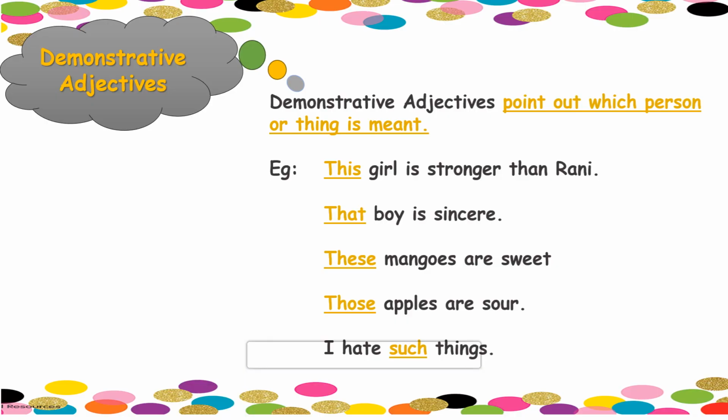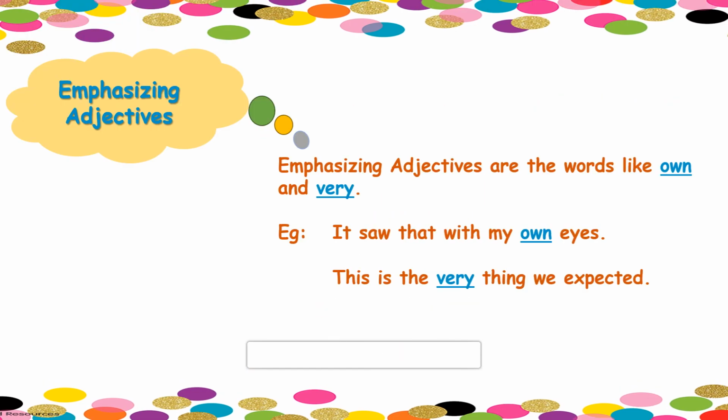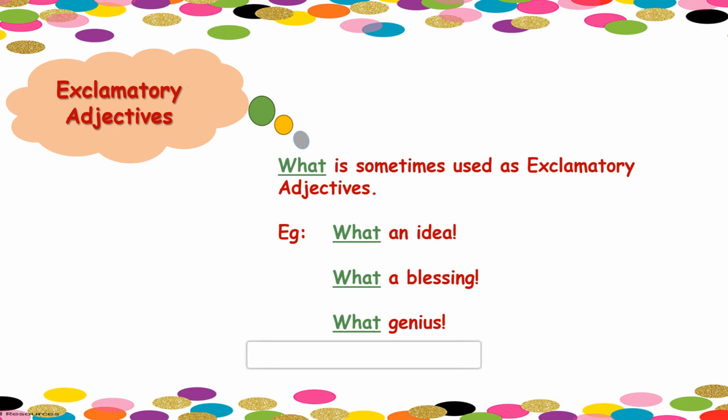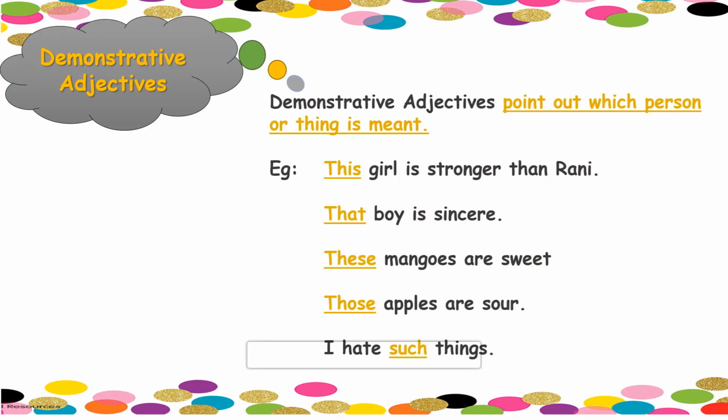Now, students, in this video particularly, as I've already told you, we are going to discuss the other four kinds of adjectives. They are demonstrative adjectives, interrogative adjectives, emphasizing adjectives, and exclamatory adjectives. We are going to discuss these adjectives in detail. So without much delay, let's get started.